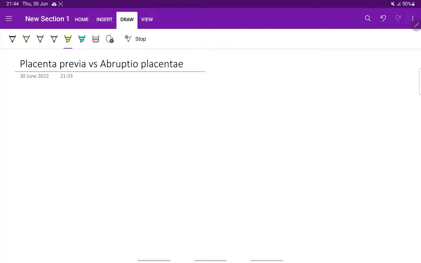In this video, we will see about the differences between placenta previa and abruptio placentae. Both these constitute the antepartum hemorrhage. We have seen about placenta previa and abruptio placentae individually in detail in our previous two videos. So, now in this we will see the differences between the two.